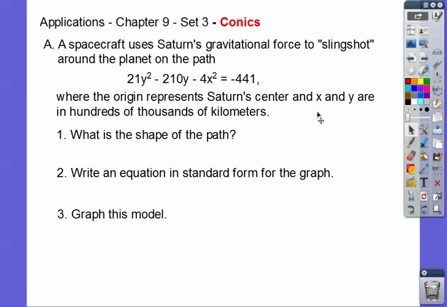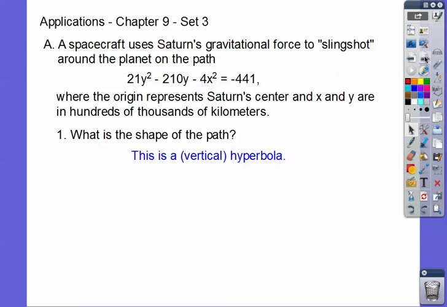Okay, well, the shape of this path is definitely a hyperbola because they're both being squared, and this minus sign right here. In fact, it's a vertical hyperbola because the y squared is coming first. Okay, so it is a vertical hyperbola, and then the second part says write the equation.